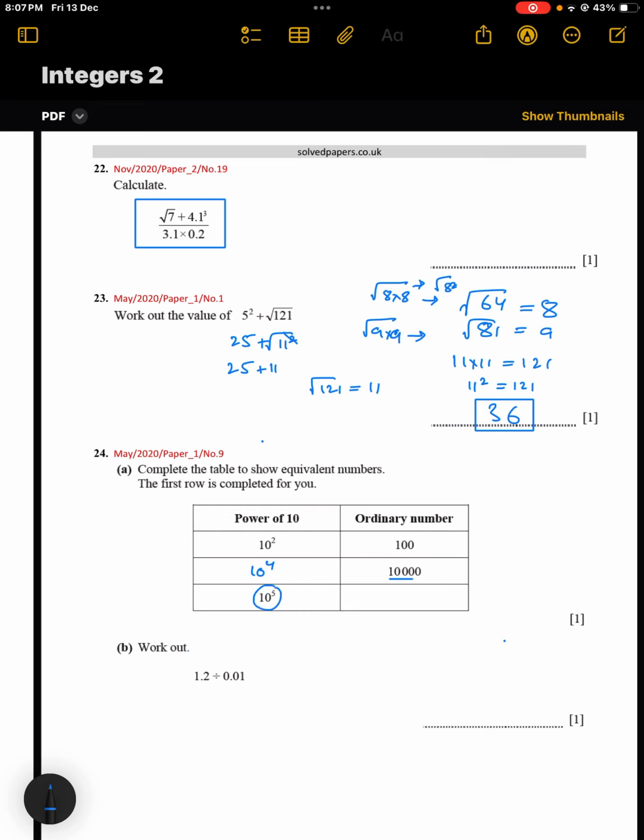How many zeros do we have here? 5 zeros, so this can be written as 5 with 5 zeros. Simple and easy.